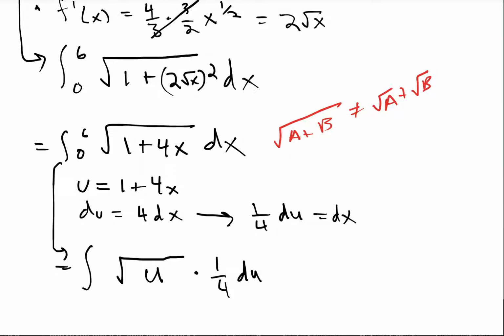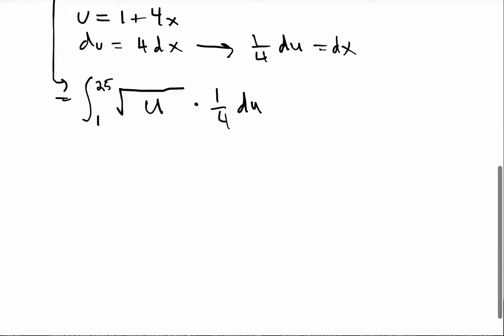And for my bounds, okay, you could do the thing where you work with this and then go back to x later. I like fixing my bounds. If we wanted to fix my bounds, we have to take these bounds and substitute them into the u that we chose, right? So if I substitute 0 into my u function, 1 plus 0 gives me 1. And if I want to substitute 6 into my u function, 1 plus 4 times 6, that's 1 plus 24, that gives me 25.